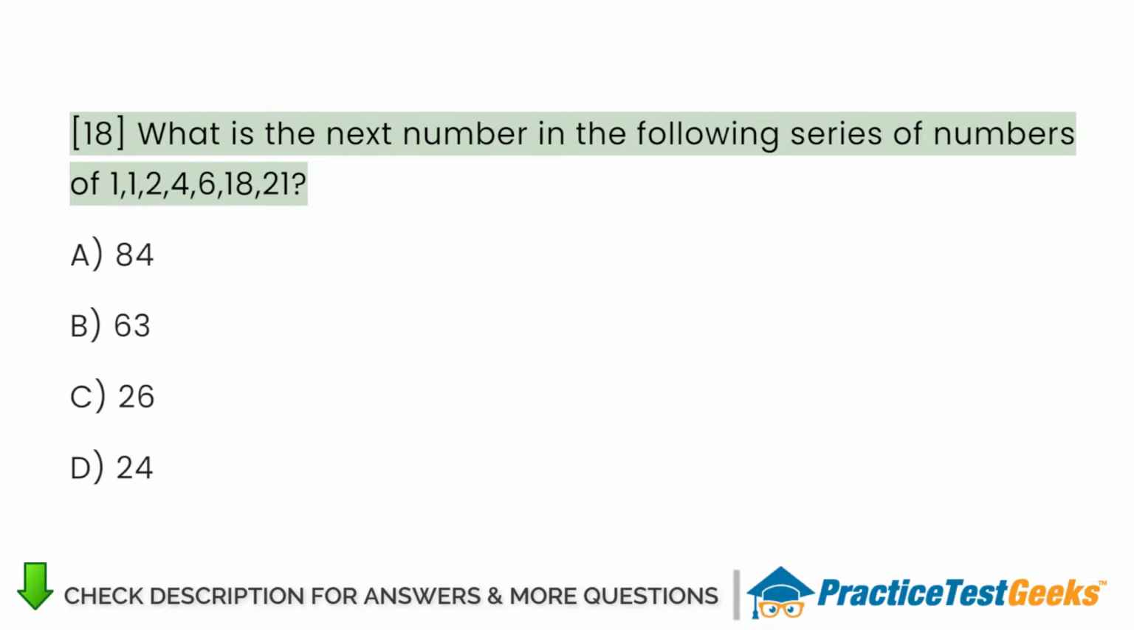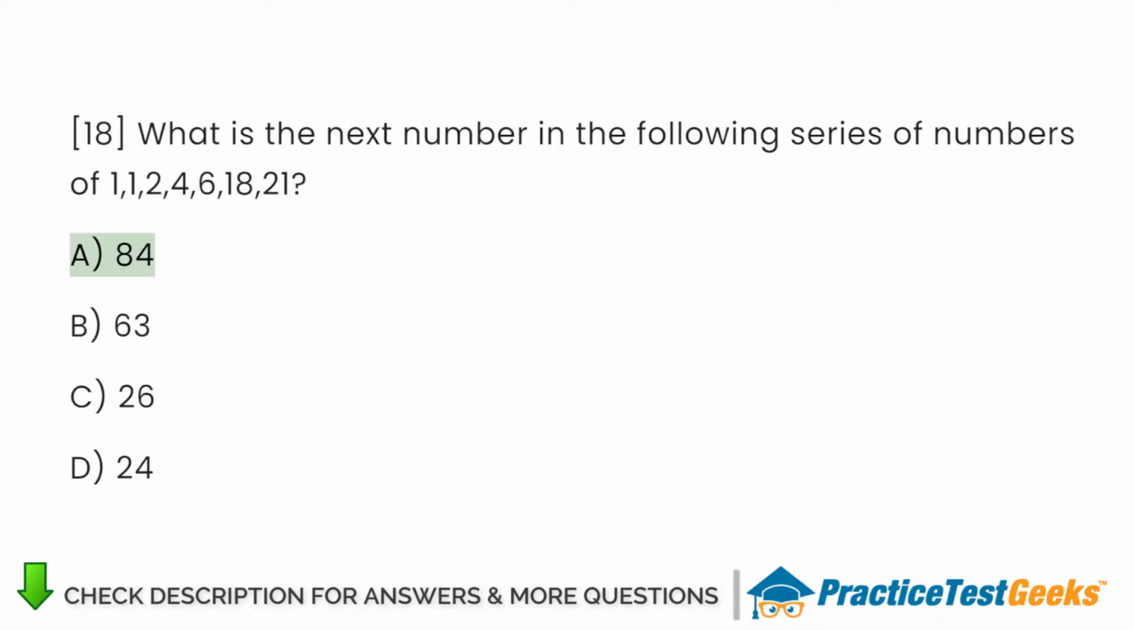What is the next number in the following series of numbers: 1, 1, 2, 4, 6, 18, 21? A. 84. B. 63. C. 26. D. 24.